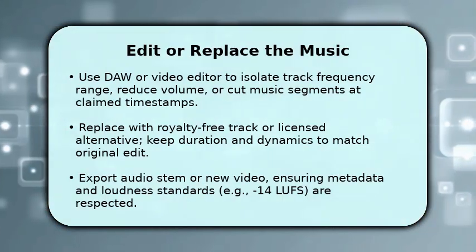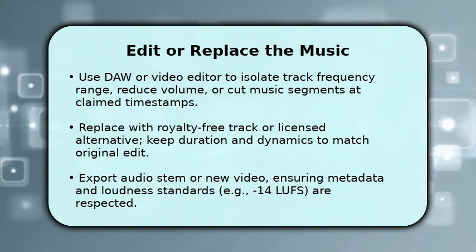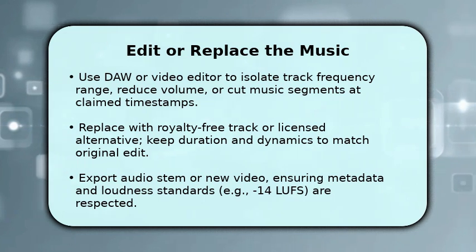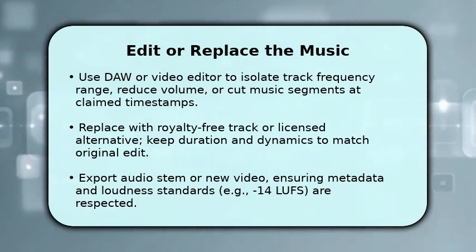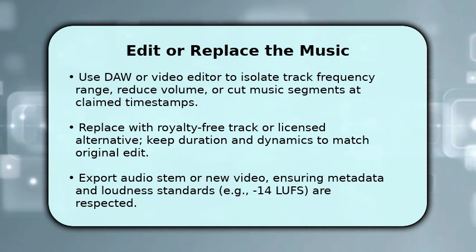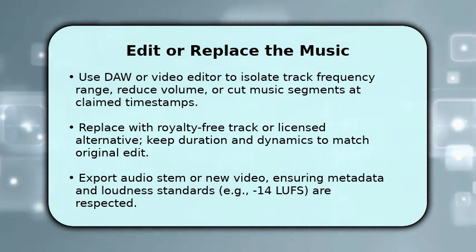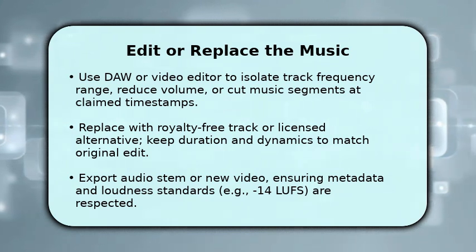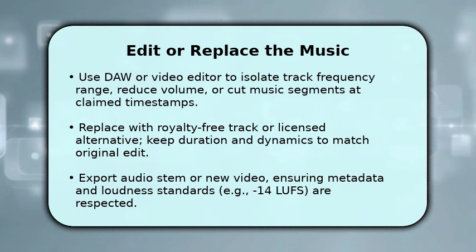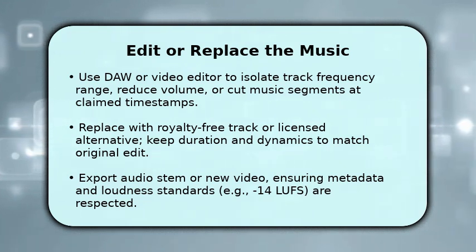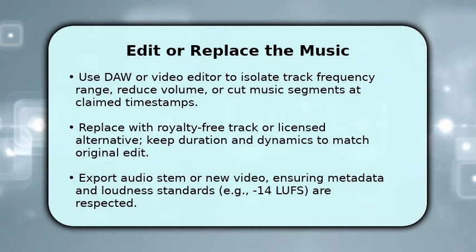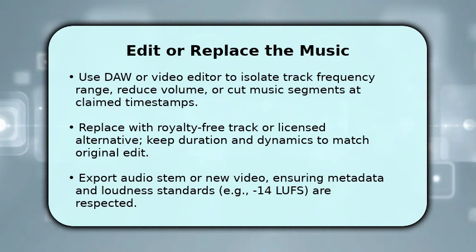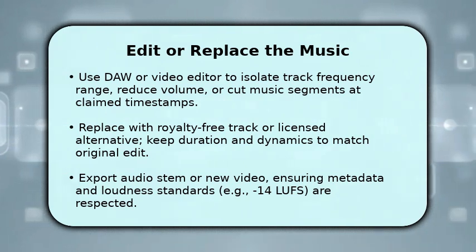Now, open your project in an editor and locate the claimed music segments at the noted timestamps. Either remove the music track, apply a precise audio duck or EQ notch to minimize the copyrighted element, or replace it with a licensed, royalty-free alternative. When swapping tracks, match tempo and energy so the edit feels natural. Export an audio stem and then a new video file with corrected metadata and recommended loudness, like -14 LUFS for streaming. Keep the original timestamps and notes handy for your dispute message.